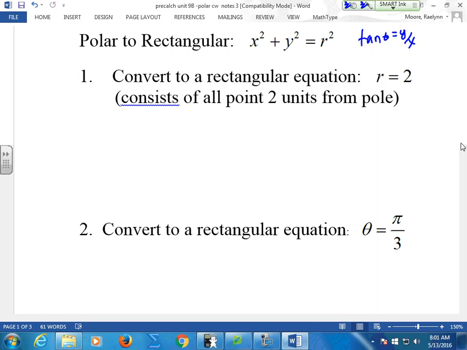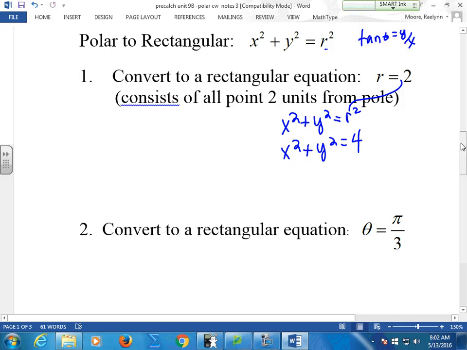Now, sometimes we can figure this out real easy. If you're going to convert this to a rectangular equation, and r is equal to 2, what does this give me in polar? If I put r equals 2, what do I get? A circle with a radius of 2. So all I have to do is use my circle formula, which is one of the things you're going to use, plug my radius of 2 in, and there's my rectangular equation. See it? Okay.